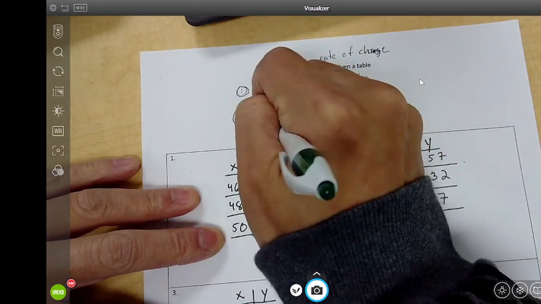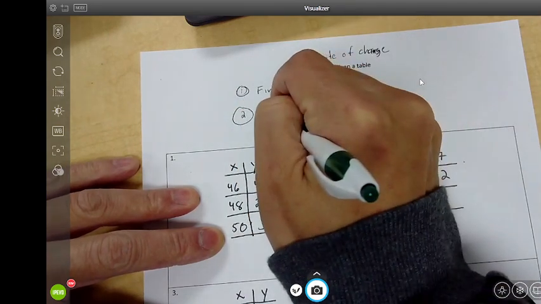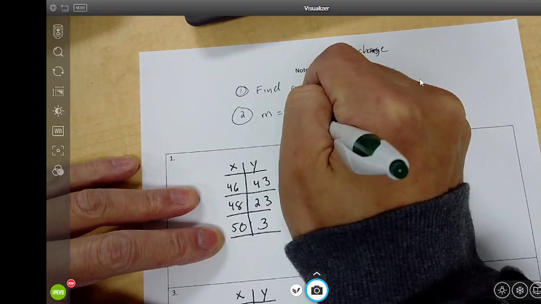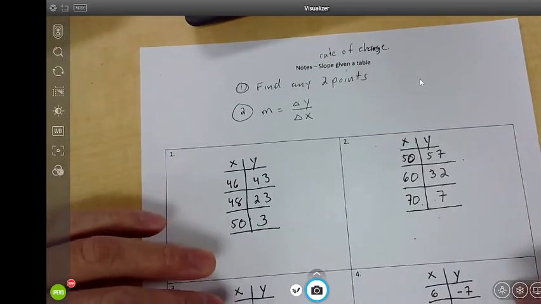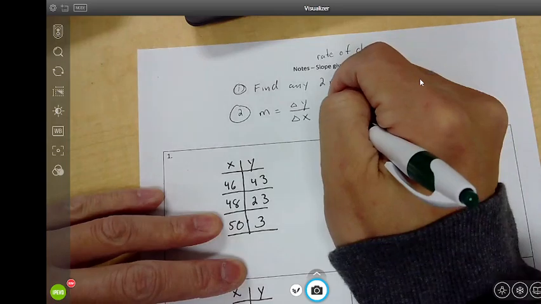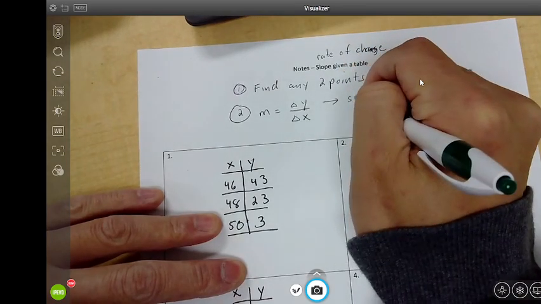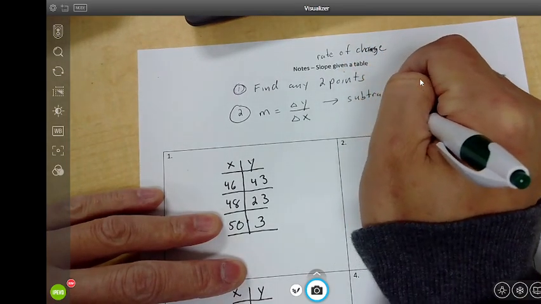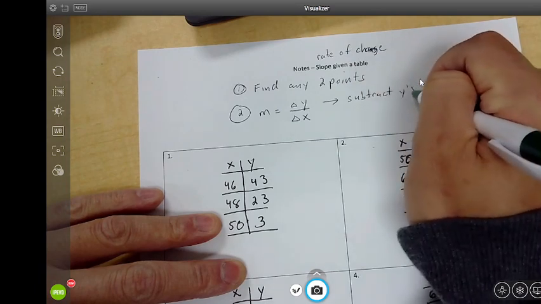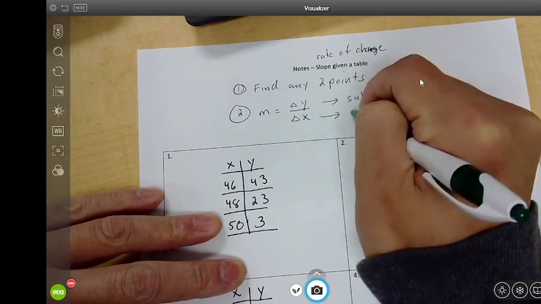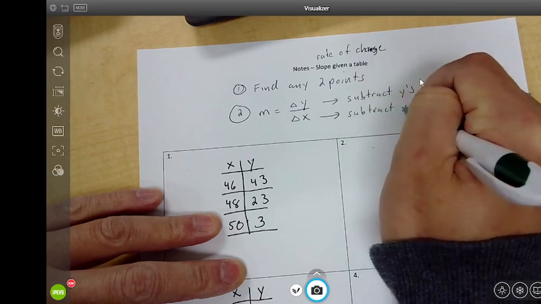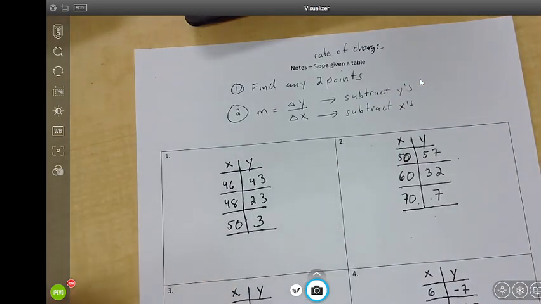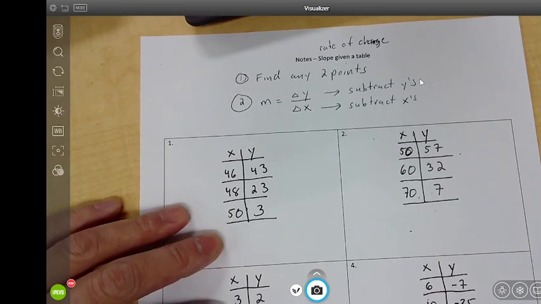Remember, the shorthand for slope is M. And then the slope is the change in y divided by the change in x. Okay, and remember, to find the change in y, you subtract your y's. To find the change in x, you subtract your x's. Okay, alright, but the first thing you do is determine if it's positive or negative.